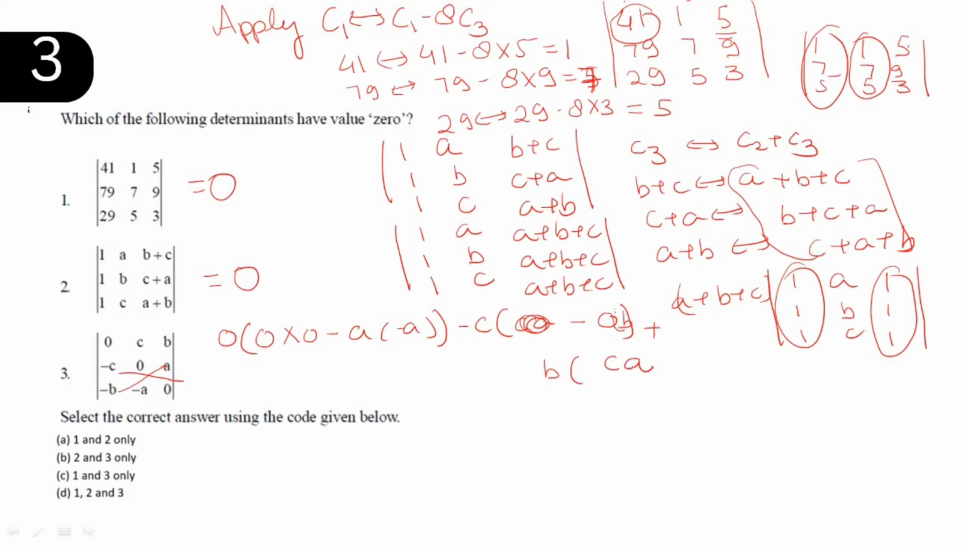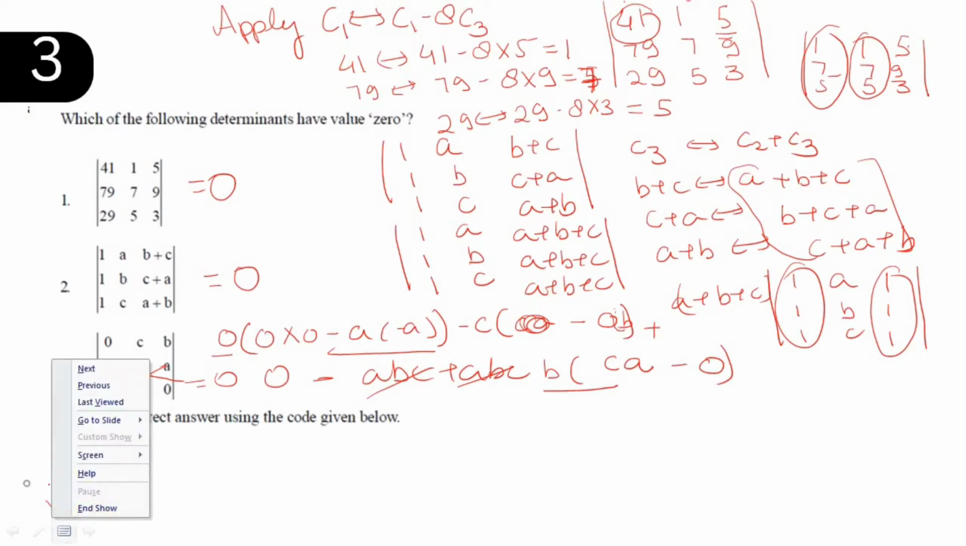Okay, solve for the mistake. B, C into A, CA, and minus again 0. What here comes? Here 0 into everything is 0. Minus C into A into B is minus ABC, and here plus ABC in this term. So it will cancel out. Again here it is 0. So we see all the three determinants values are 0. So option C is correct. Okay.